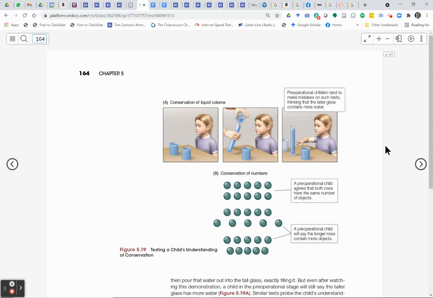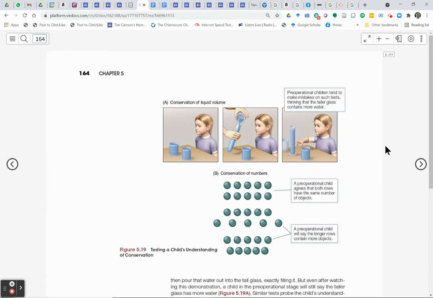And he said, okay, I'm going to take this tall glass and pour it back into the original glass. What's going to happen? And the kid would say, oh, don't do that. It's going to spill all over the table because the short glass can't contain that much liquid. And he poured it back, and it did not spill. And the kid said, well, it went away. It came from somewhere, I don't know where, and as you poured it, it went away.